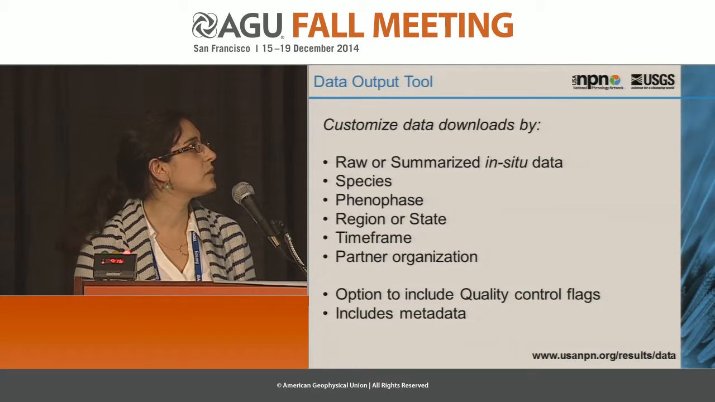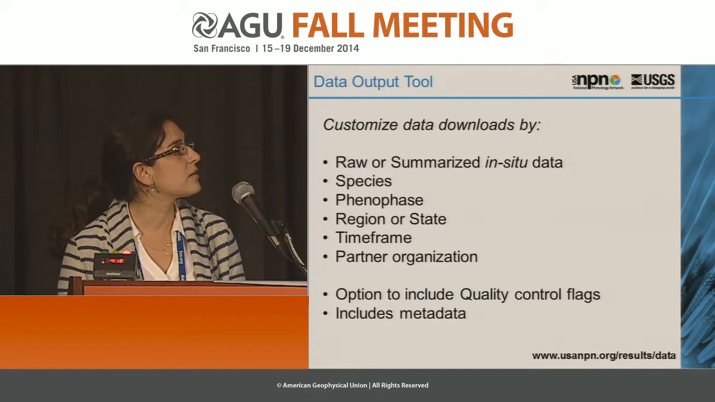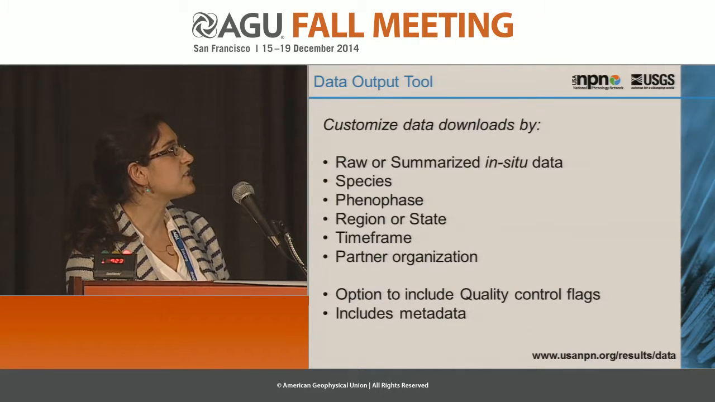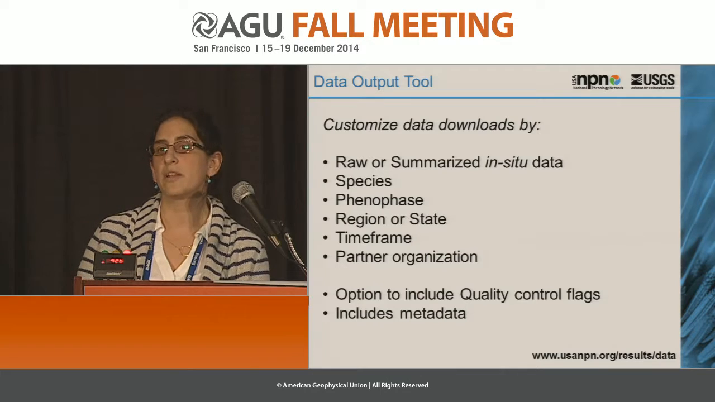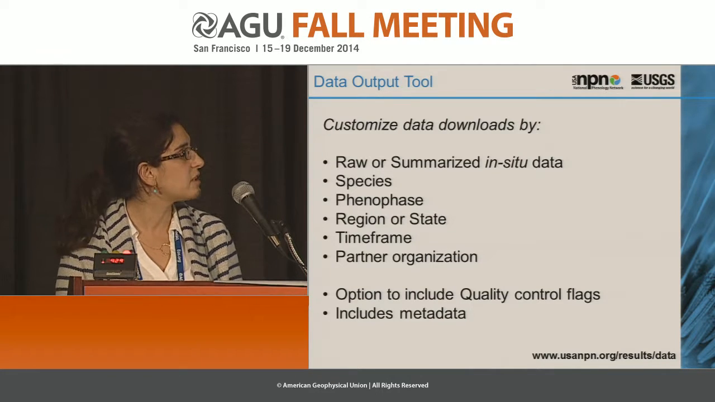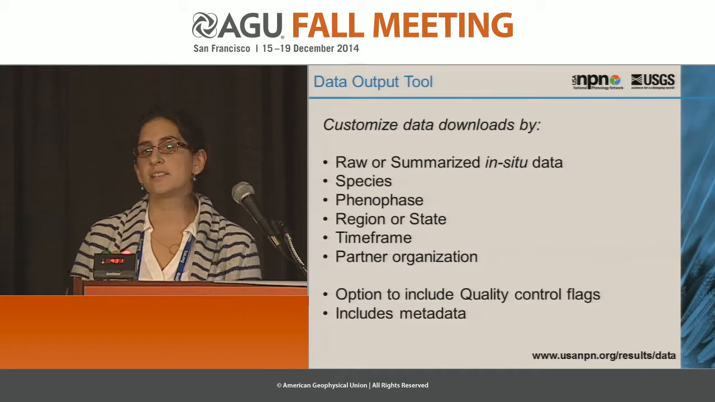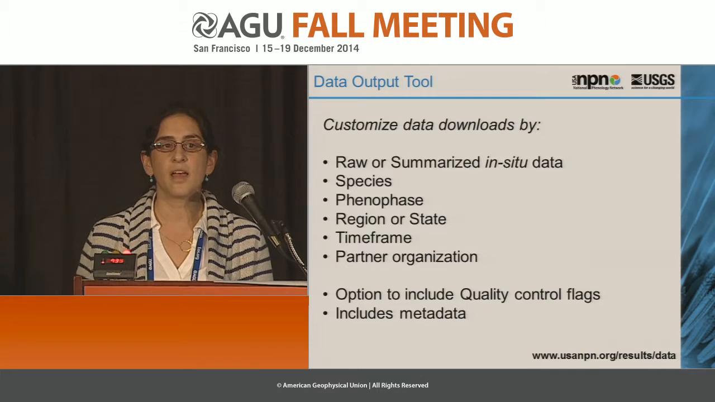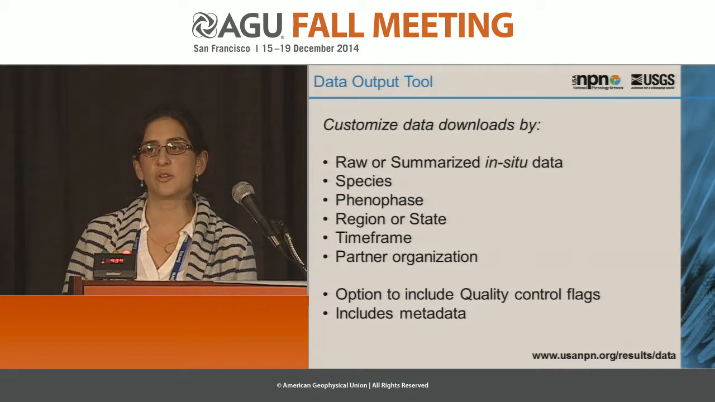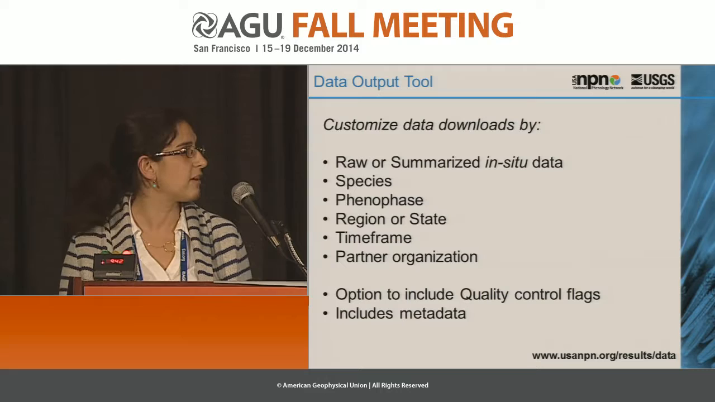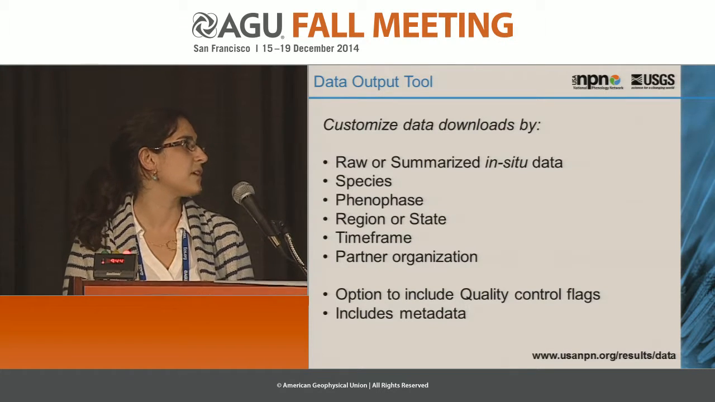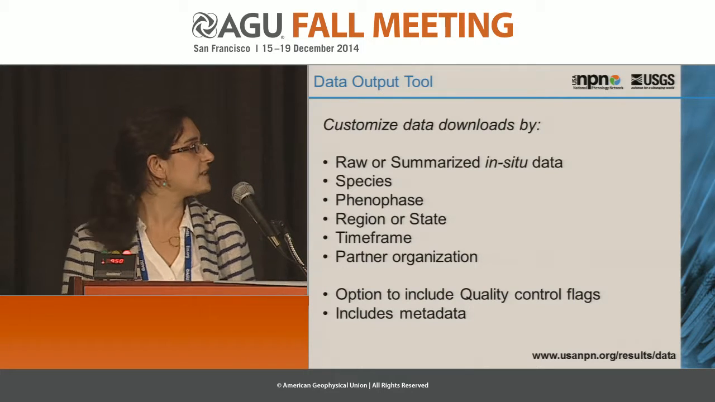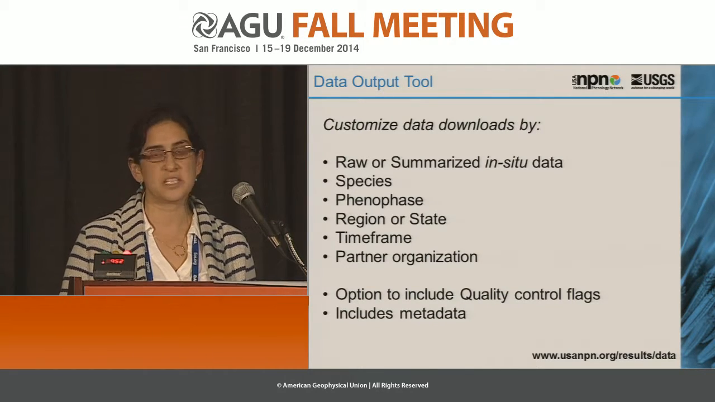Data downloads from this tool can be customized to include either raw or summarized in situ ground-based observational data. You can customize by species, by phenophase. You can draw bounding boxes to select your regions of interest or select various states. You can customize by year or season of interest, partner organizations such as a university that's collecting data, or the National Park Service, or a particular wildlife refuge of interest. There's also an option to include quality control flagging and include metadata and descriptions of field names and information about sites, species, and observers.